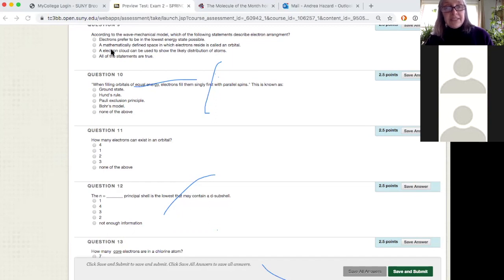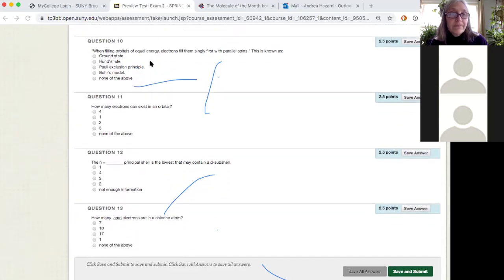B, a mathematically defined space in which electrons reside is called an orbital, and that's true. That's a definition that you hopefully know by now. C, an electron cloud can be used to show the likely distribution of electrons, and that's also true. Within an orbital, which is like a space, the electron can be anywhere in that space. Imagine the s orbital is like a sphere. The electron can exist anywhere in that sphere, and it's more likely to be in some parts of the sphere than others, but it could be anywhere in that sphere. So all of these statements are true.